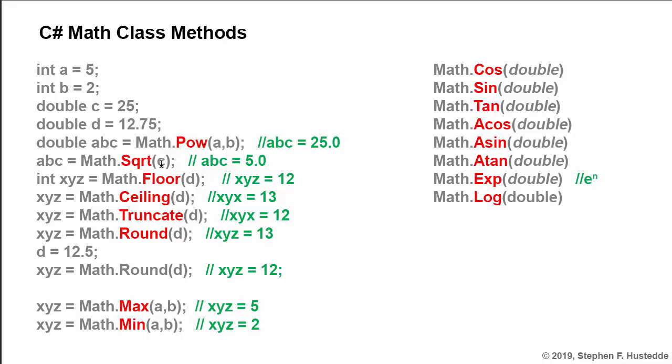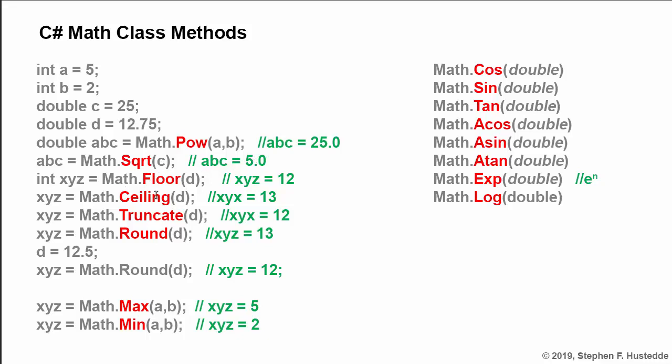Another one that's really handy is square root. Now if you take something to the power of 0.5, or a half, that gives you the square root. So you could do square root with Math.Pow, but they have a method built in here, Math.Sqrt. I'm going to pass it the value of c, which is 25. And you know from your junior high math, the square root of 25 is 5. That'd be the value of abc.